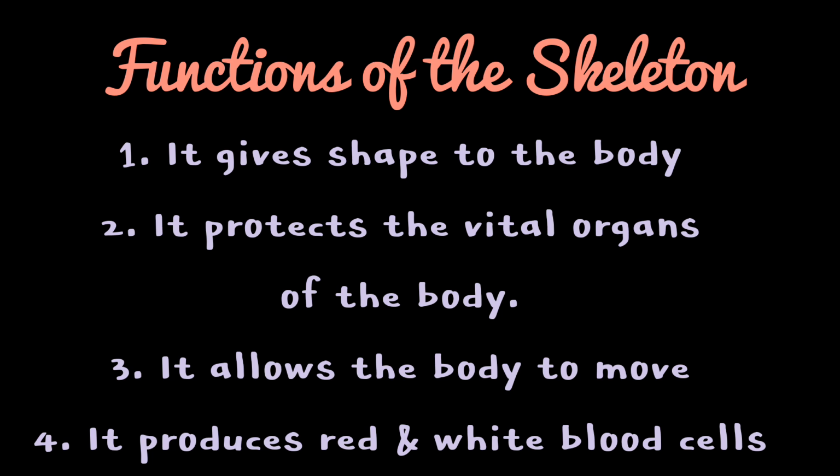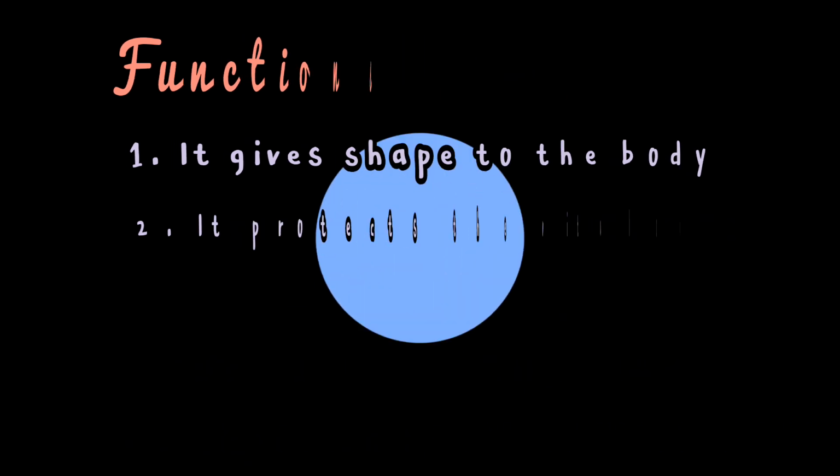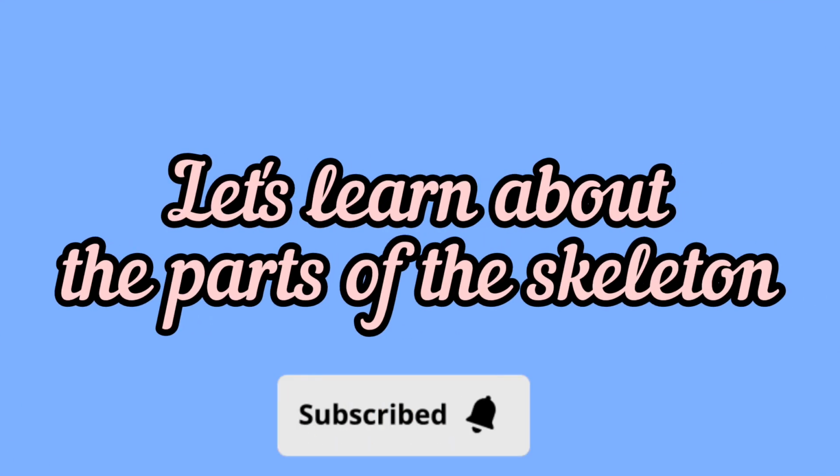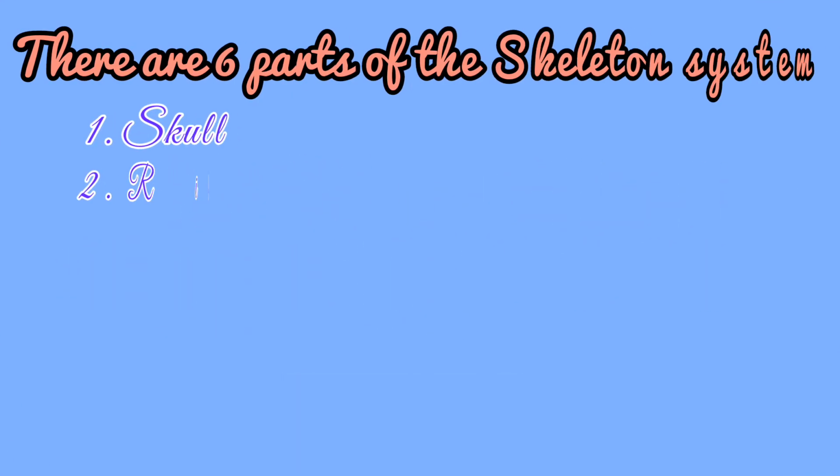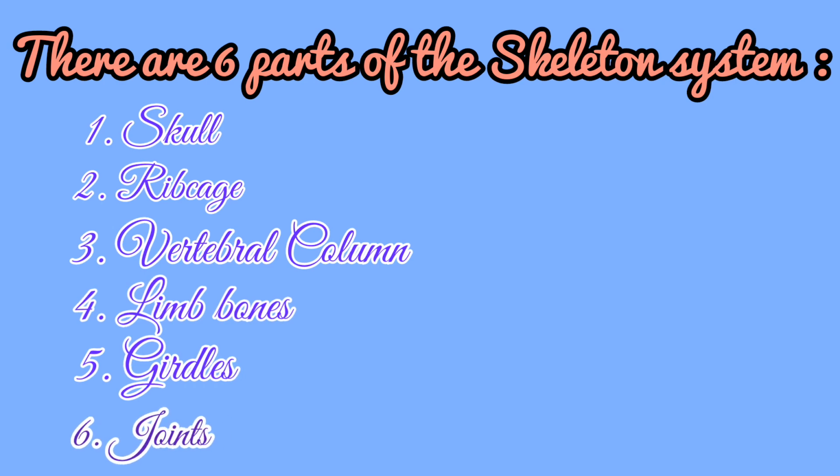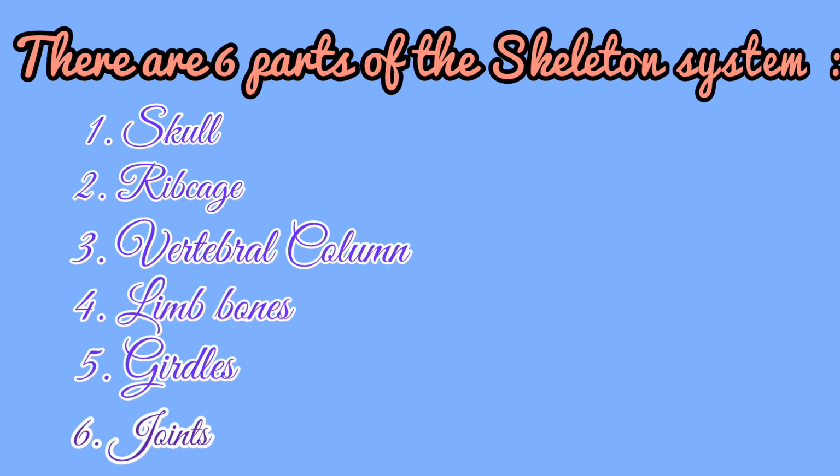It protects the vital organs of the body. It allows the body to move. It produces red and white blood cells. Let's learn about the parts of skeleton. There are 6 parts of the skeleton: skull, ribcage, vertebral column, limb bones, girdles, joints.